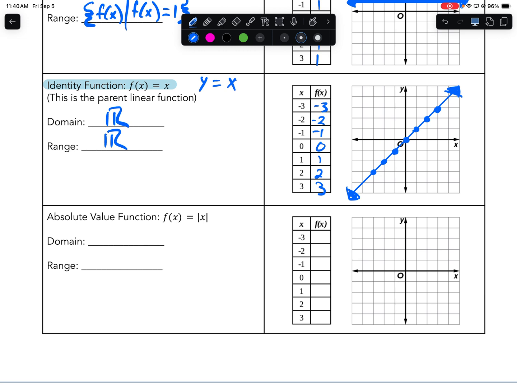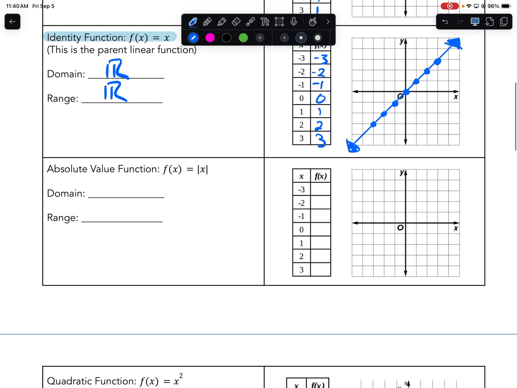Okay? Absolute value function looks like what? Show me with your arms. You guys are right that time. Yes, like that, right? Okay? So when I plug in -3, I get 3. I get 2, 1, 0, 1, 2, 3. So we start at 0, 0. We just go diagonally up to the right and diagonally up to the left. And then we draw our little V. Arrows on the end.